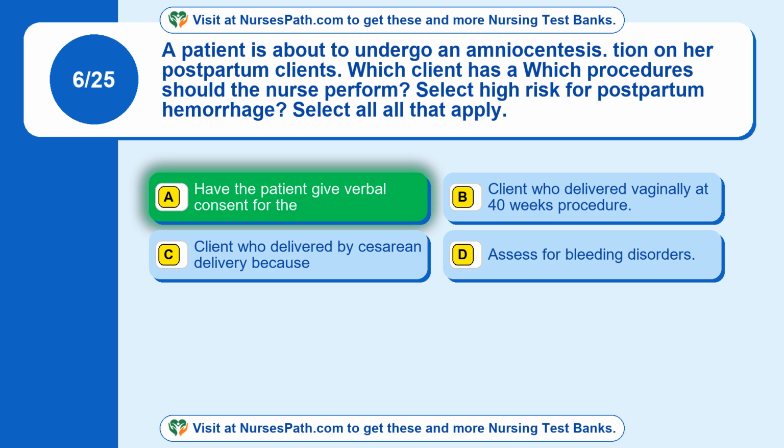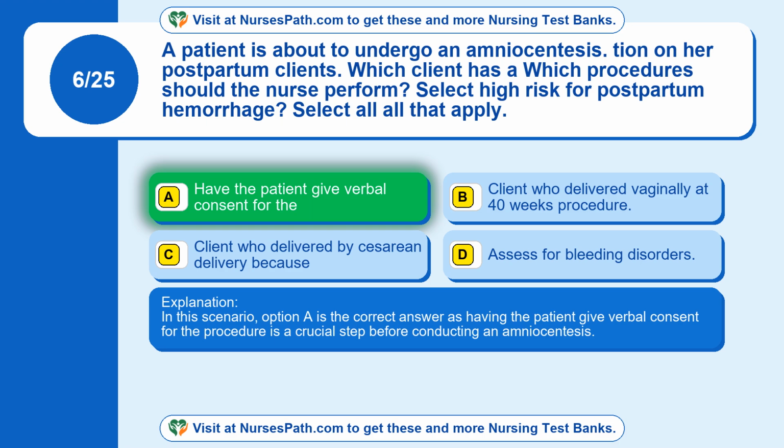The correct answer is option A. Have the patient give verbal consent for the procedure. In this scenario, option A is the correct answer, as having the patient give verbal consent for the procedure is a crucial step before conducting an amniocentesis.